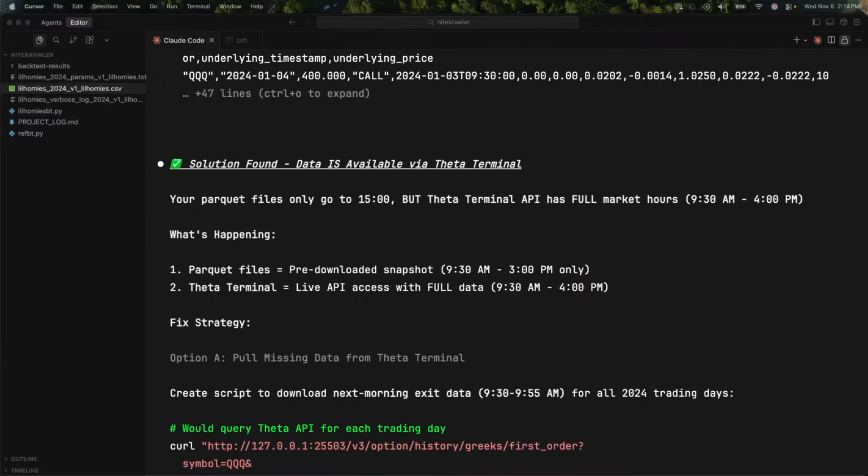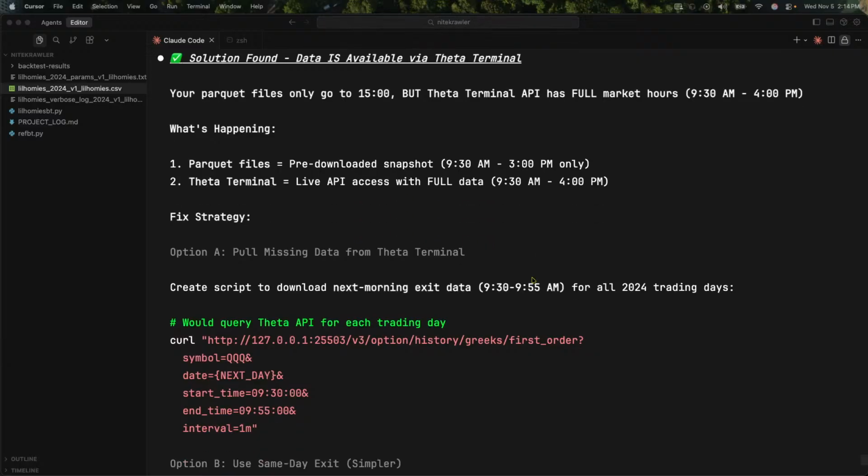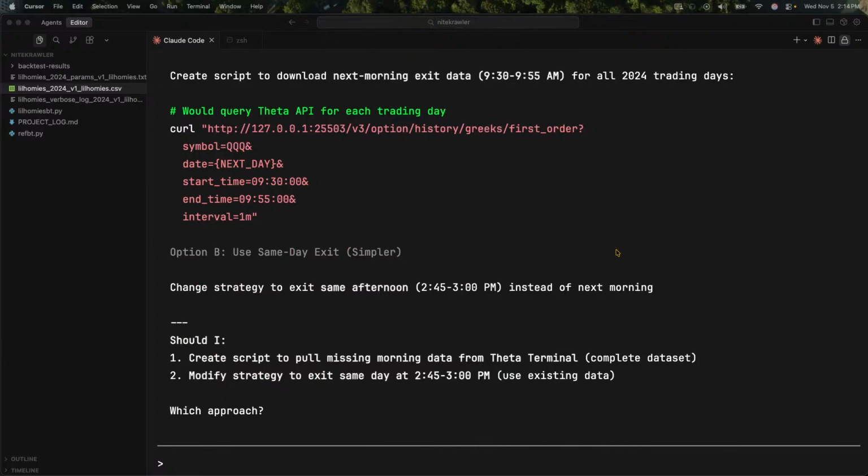Your Paraguay files only go to 3 p.m., but Theta Data has the full market. What's happening is that you pre-downloaded the snapshot, but the live API has the full data. Pull the missing data. Create a script to download the next morning. Oh wow, that's going to take some time. Change the strategy to exit the same afternoon instead of the next morning. That doesn't work.